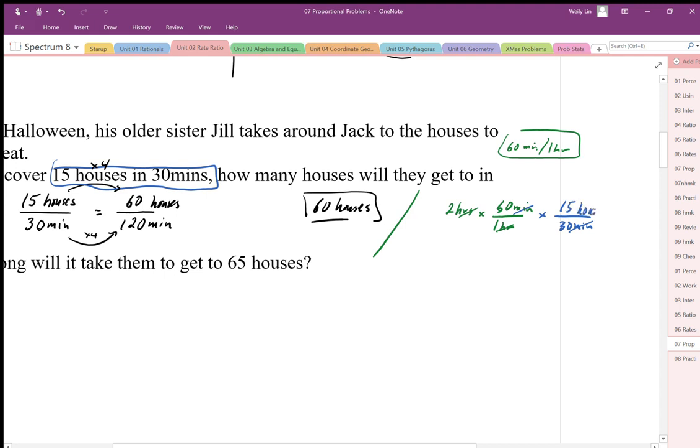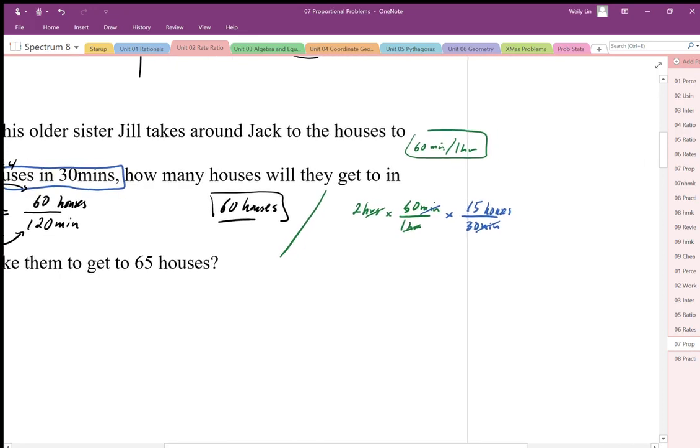So we have 15 houses here. So now when I do this, it's all times on top, divide on bottom. So I have 2 times 60 times 15 divided by 30. Okay, well 60 divided by 30 is going to be 2. 2 times 2 times 15 is 60 houses. So we get the exact same solution, but now we're using the unit analysis strategy.